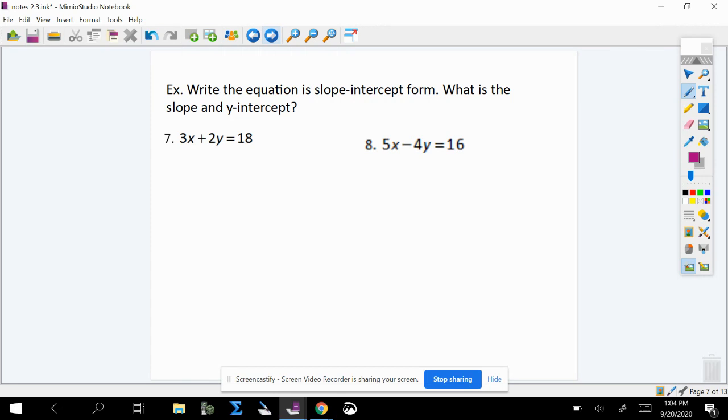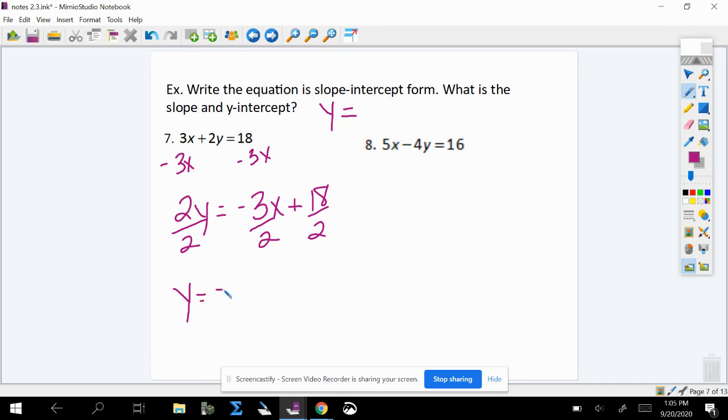Another thing that you'll be asked to do is take equations, linear equations, and rewrite them in slope-intercept form. So when it says that, that means you need to get y by itself. You need it to be in y equals form. So first thing I want to do is I want to move the x term to the other side. That's going to be done by either adding or subtracting. So when I subtract 3x, I get 2y equals -3x plus 18. And then I'm going to divide everything by 2 to get y by itself. So I have y equals -3/2 x plus 9.